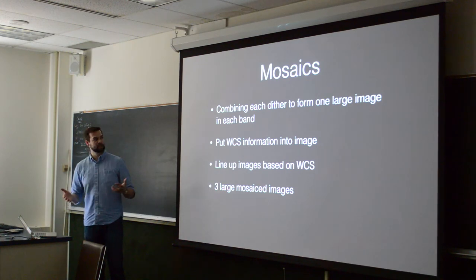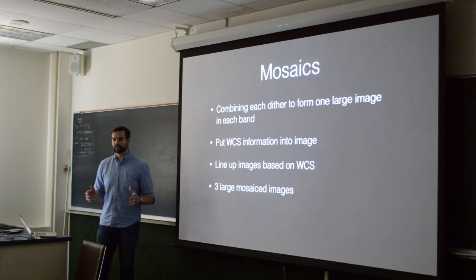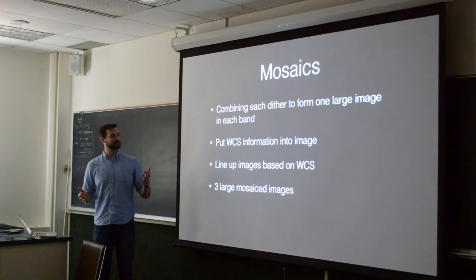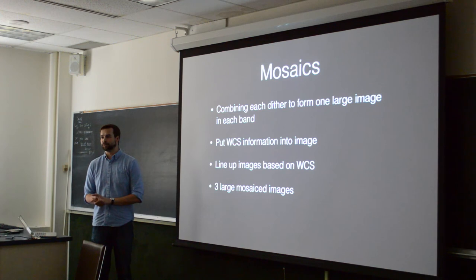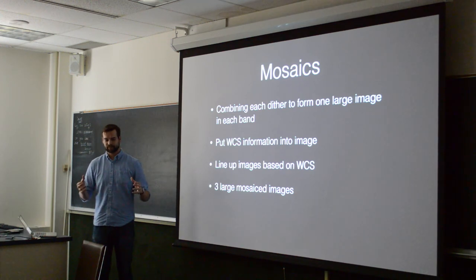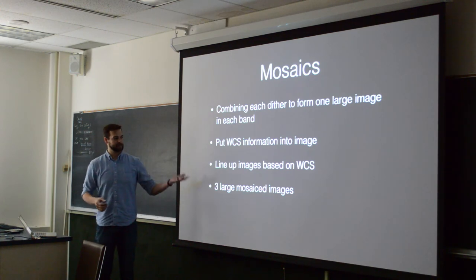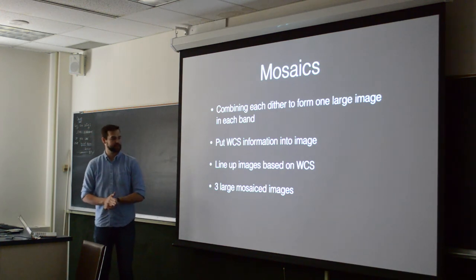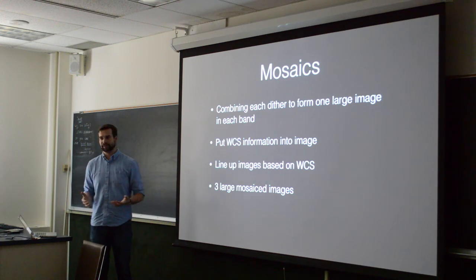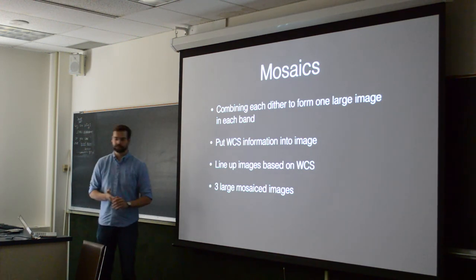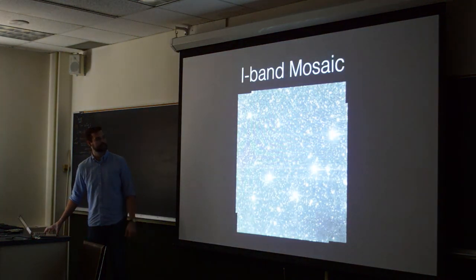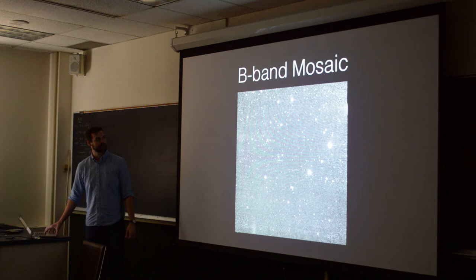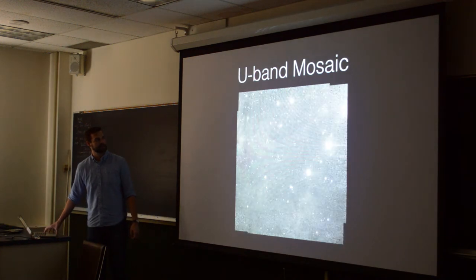Then we want to combine the dithers into one large image. When we do that, we put WCS information into the image. WCS is World Coordinate System, which is basically like latitude and longitude projected outwards. Then we line up those images based on that information. So we go from 15 images to three large mosaic images, one for each band. This is what the infrared band looks like, blue light and ultraviolet light.